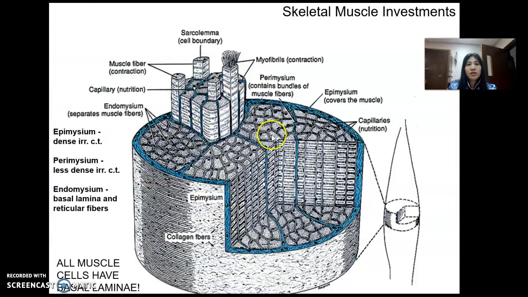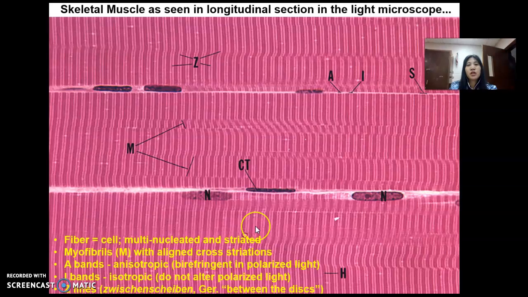All right, so here, as you can see, these are the parts of skeletal muscles. As you can see in this part here, we call it sarcolemma. This is the cell boundary, the fibers of the muscles that helps contract. We have also capillary, endomysium, okay, perimysium, epimysium. Epimysium covers the muscles. Okay, we have also some collagen fibers here. I will show you more.